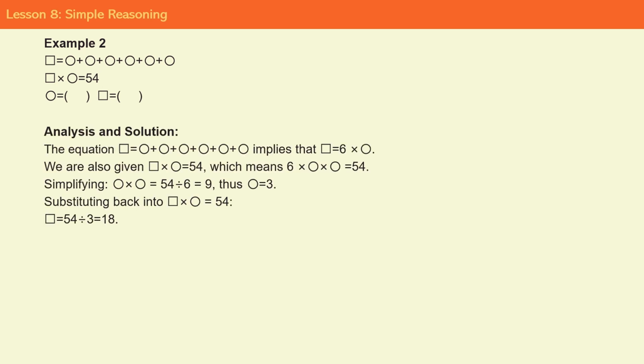The equation of the sum of 6 circles implies that a square is 6 times a circle. We are also given that a square multiplied by a circle equals 54, which means the product of 6, a circle, and a circle equals 54. After simplifying the equation, we find a circle equals 3. Then substituting this value back, we'll get a square is 18.